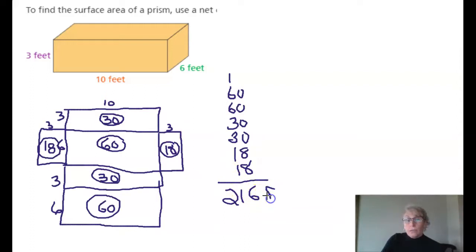So I can label it feet squared. And there you have it. That is the surface area for this rectangular prism. Now, the next thing I want to talk about is volume.